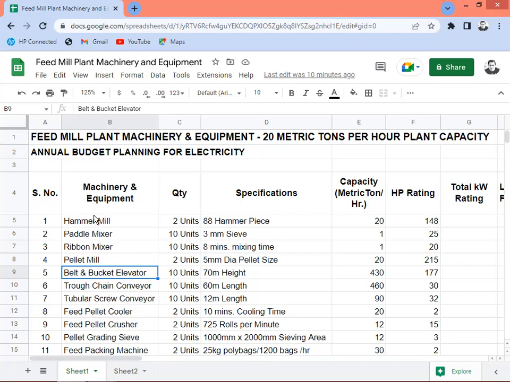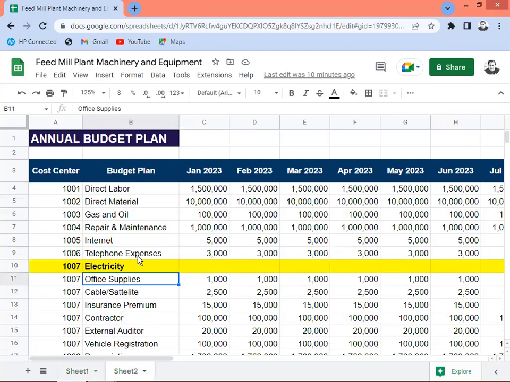So this is a manufacturing plant, a feed mill plant, machinery and equipment for a 20 metric tons per hour plant capacity and annual budget planning for electricity. Okay. Don't worry about these numbers in the annual budget plan, this is just an example. This is just coming from the figment of my imagination, just for the sake of the exercise, so that we have something to work on.